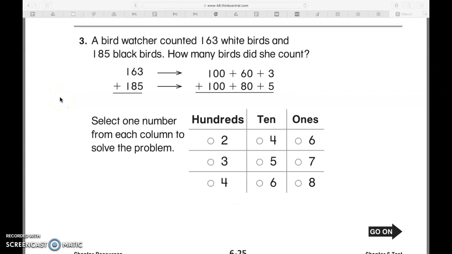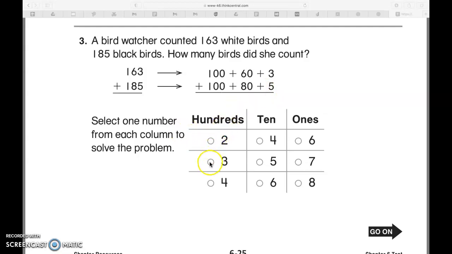Number 3, a bird watcher counted 163 whitebirds and 185 blackbirds. How many birds did she count? So they wrote the math sentence for you in our standard algorithm, and then they showed you those numbers like 163 stretched out into expanded form. So then they have 100 plus 60 plus 3, and then they have 185 as 100 plus 80 plus 5. If you solve that math equation, what will you end up with?